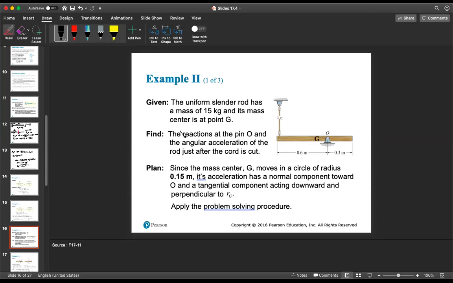The goal is going to be to find the reaction forces generated at the pin and the angular acceleration of the rod just after the cord is cut. So when you cut it, what is alpha?